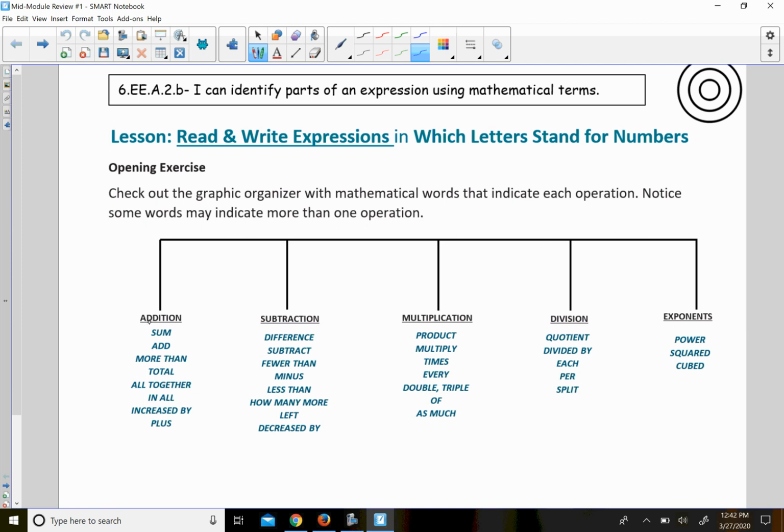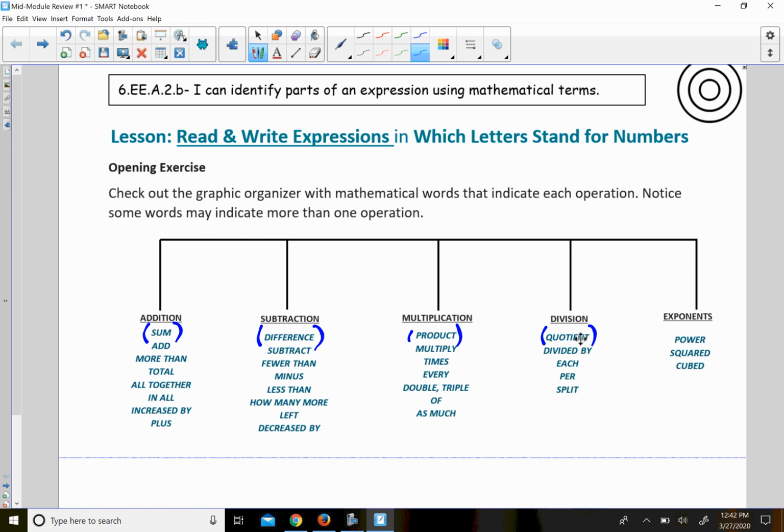So for addition, we would say the sum is the answer after I add. So we put parentheses around that addition to do it first. Subtraction would have difference, the answer after I subtract. The answer after I multiply is product, and the answer after I divide is quotient.